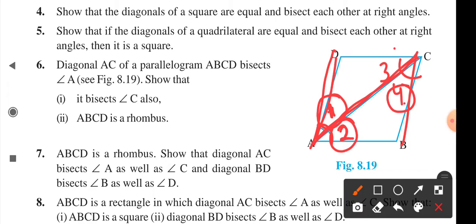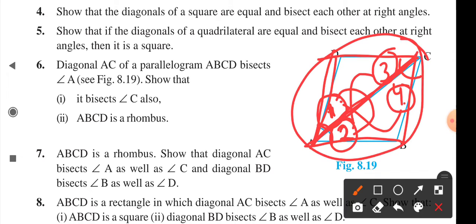Similarly, angle 2 is equal to angle 3, again alternate interior angles. So if angle 1 and angle 2 are equal, and angle 1 is equal to 4 and angle 2 is equal to 3, we can say that angle 3 is also equal to 4. I will show you how. Now see that.